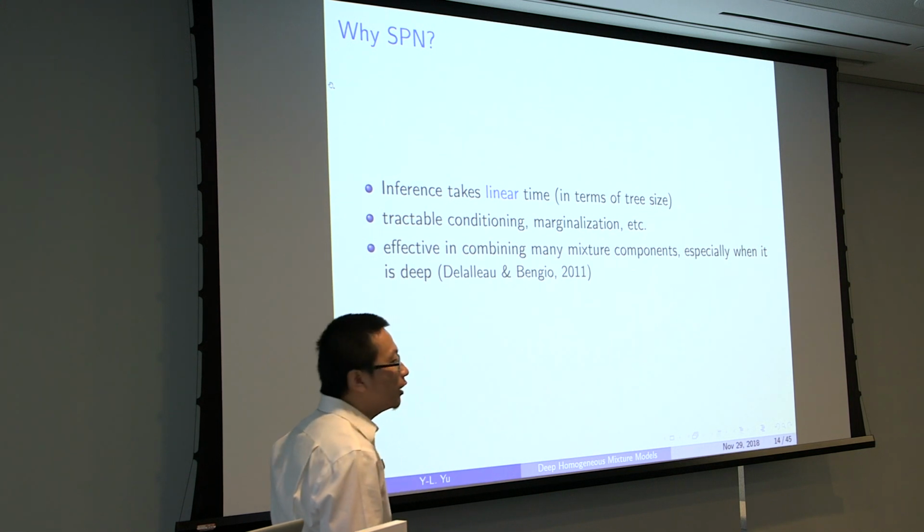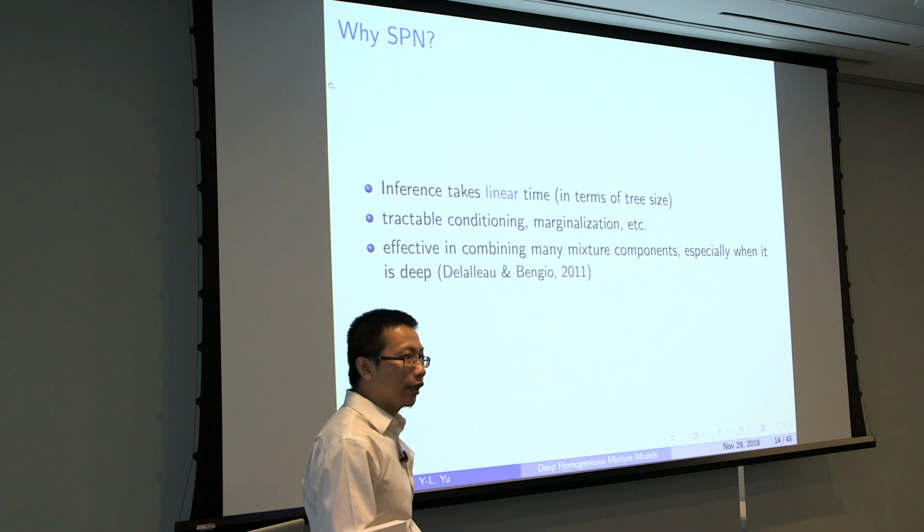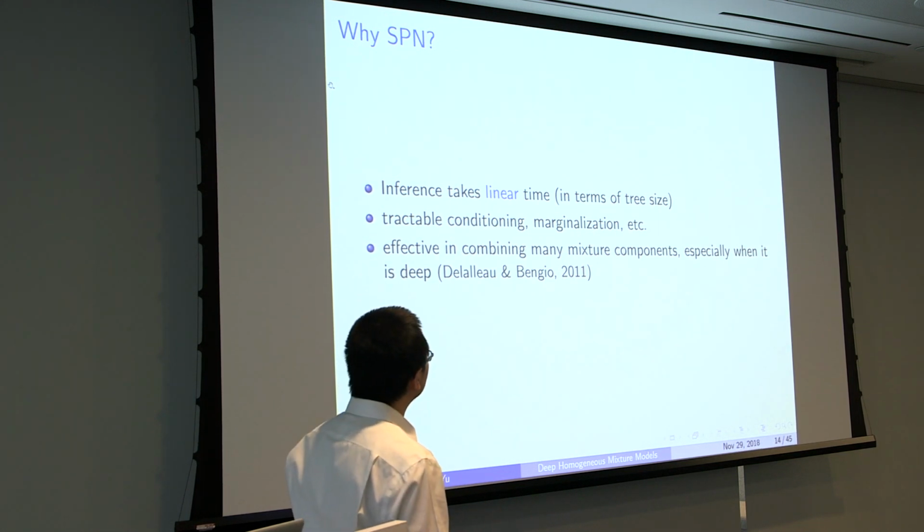And also, you can easily do conditioning. You can easily do marginalization of the underlying distribution if your sum product network is complete and decomposable.